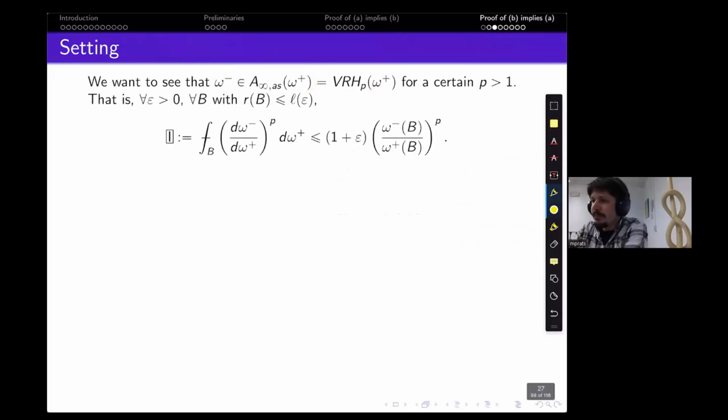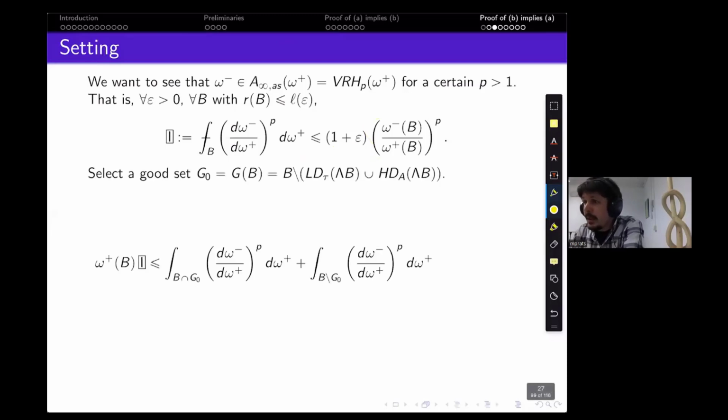Now, how to do that? We want to control this by a constant 1 plus epsilon, and this epsilon has to go to 0 with the scales. Now we select a good set, and this good set is just putting away the low density and the high density. Just take away both bad sets, and you get a good set. Here you separate the good part and the bad part.